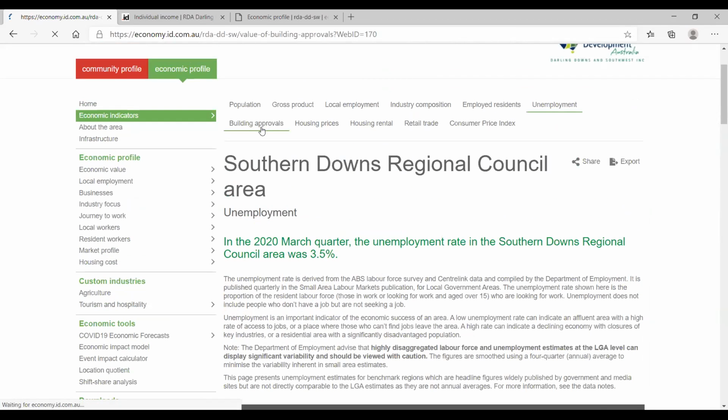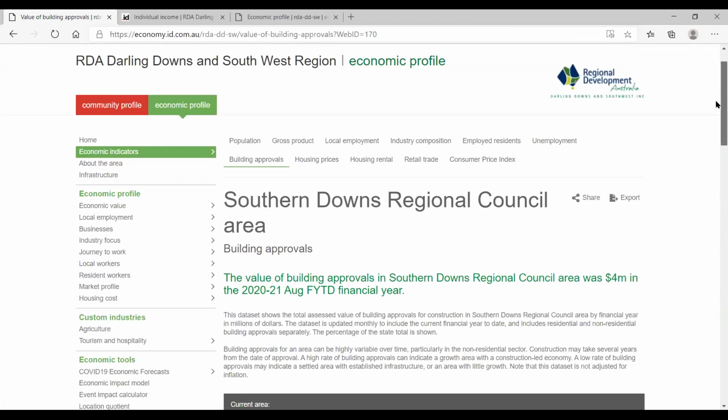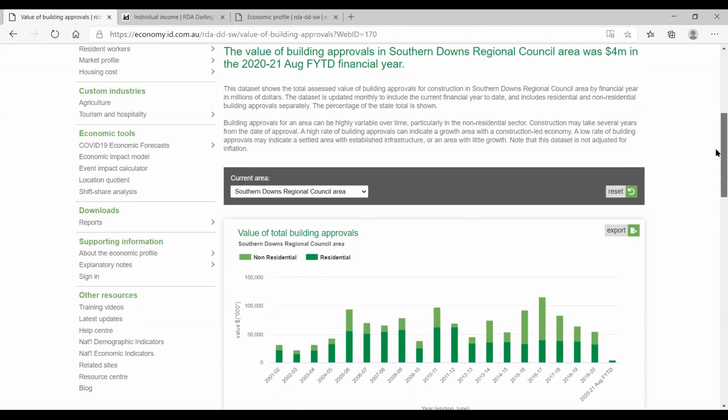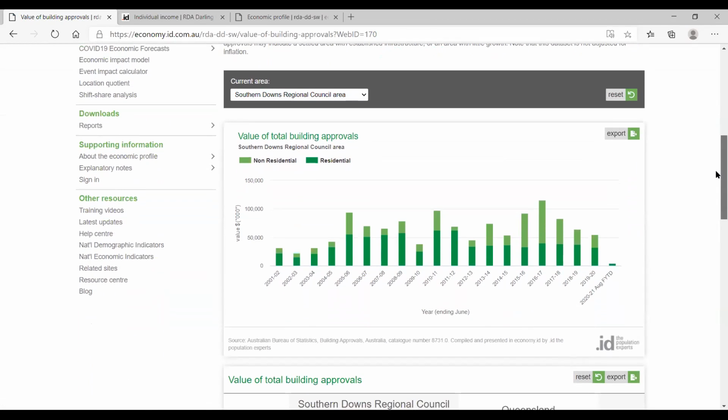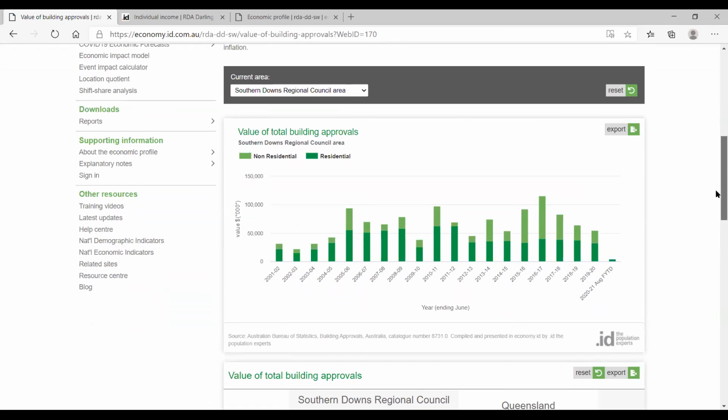The next one we look at is our building approvals. Building approvals give me a bit of insight into what perhaps might happen in the future and how the economy is going to perform over the next period. We can see this is our 2019-20, this is 2021. So we're only up to August. That's still almost a year to go before we see what's happened this year.